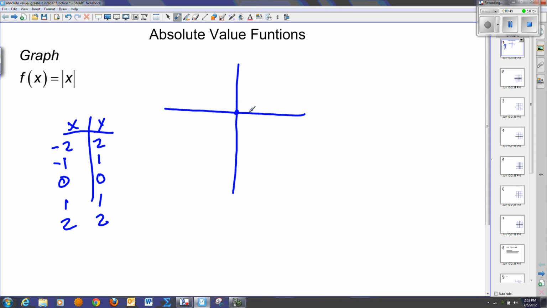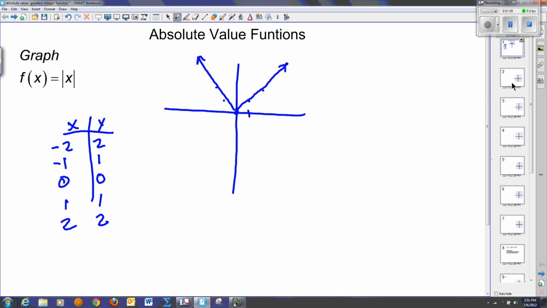And 0, 0 is right here, 1, 1, 2, 2, -1, 1, -2, 2. Connect the dots, it looks something like a V. And all absolute value functions are going to look very similar to this.